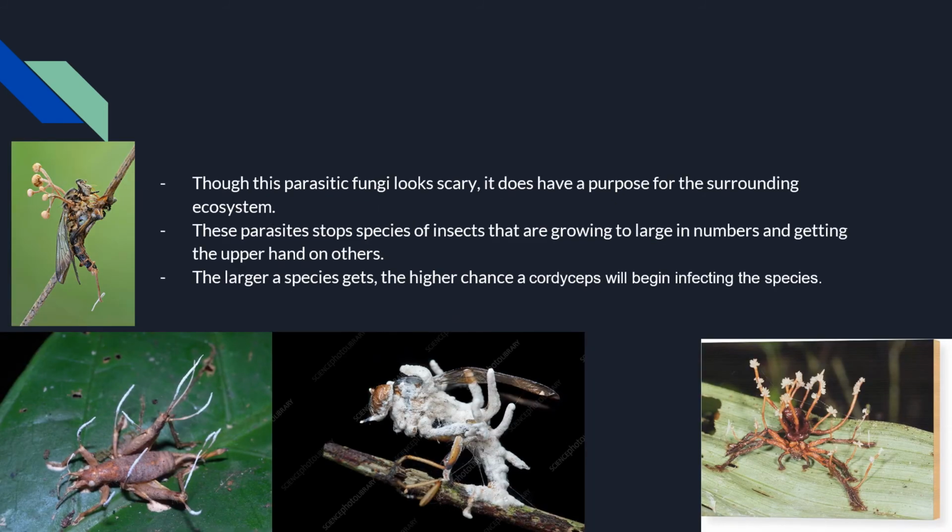Though this parasitic fungi looks scary and unsettling, it does have a purpose in the surrounding ecosystem. These parasites stop species of insects that begin to grow too large in numbers and begin to get the upper hand on other species. It seems that the larger a species gets, the higher chance a cordyceps will begin infecting the species. Though I've only talked about the Ophiocordyceps unilateralis and how it affects ants, there are many different types of Ophiocordyceps that affect many different species of insects.